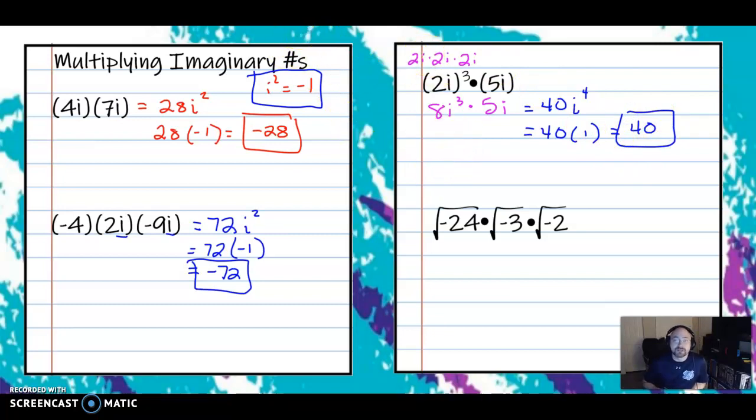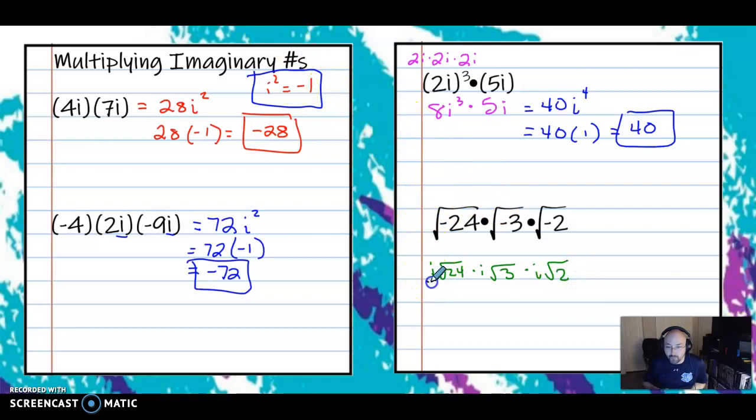There are a couple of ways you can attack this last problem. Okay, you could think about this as having something that we can pull an i out of each time, because this is the square root of negative 1 times the square root of 24. I could think about this as i times the square root of 24 times i times the square root of 3 times i times the square root of 2, and then multiply through.